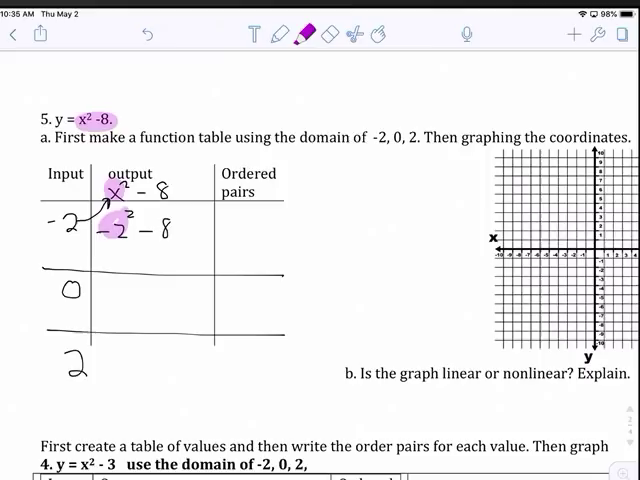Negative 2. Yeah. 4 minus 8. Negative 4. So your ordered pair is negative 2, negative 4.